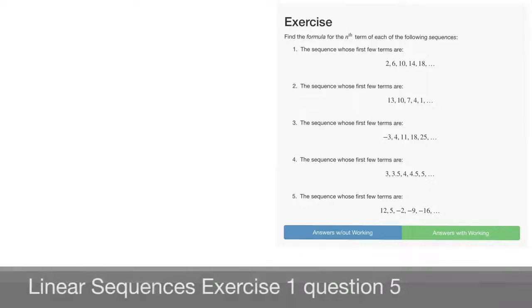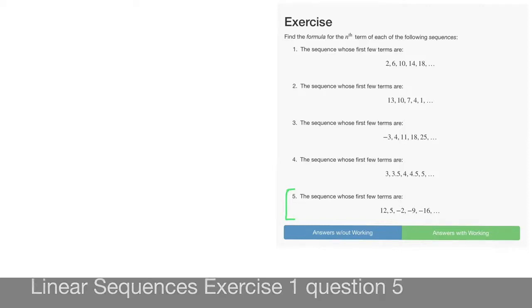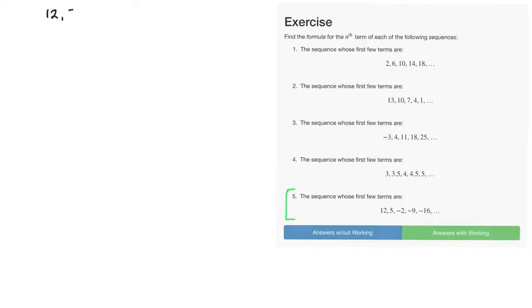We now answer the fifth question, and I'll start by writing out the first few terms of that sequence at the top. Those are 12, 5, -2, -9, and -16. And we need to find the formula for the nth term of that sequence of numbers.